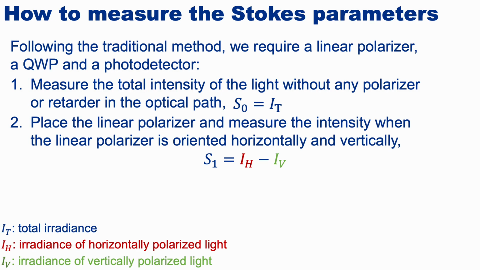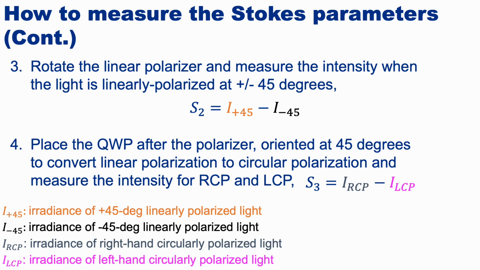How are we going to measure the Stokes parameters? The basic, most traditional method requires a linear polarizer, a quarter wave plate, and a photodetector. First, you have your light source, and with the photodetector you measure the total intensity without the polarizer or the retarder. Then you place the polarizer and rotate it, so you have horizontally linearly polarized light, and then you rotate it 90 degrees, and you have vertically linearly polarized light. And that's how you get your S1 Stokes parameter.